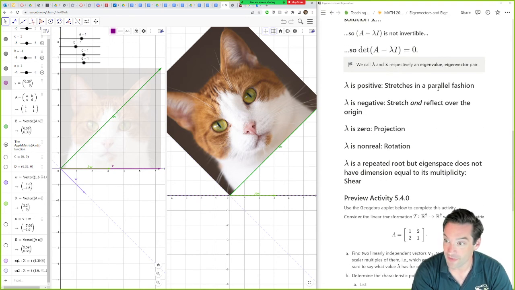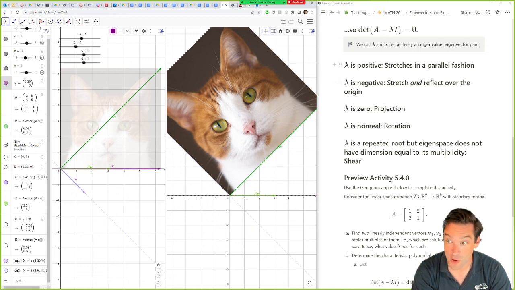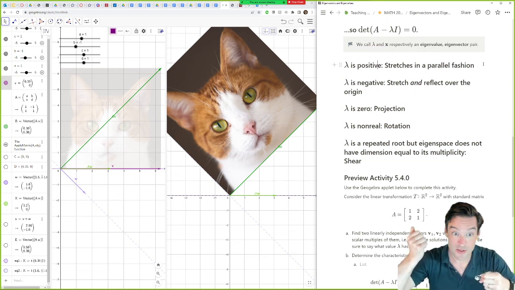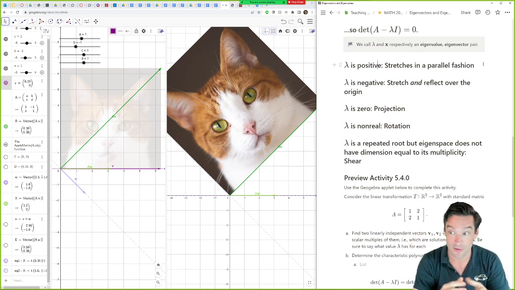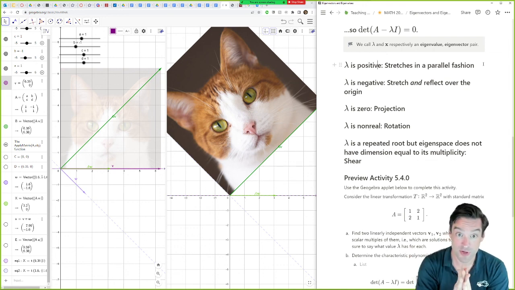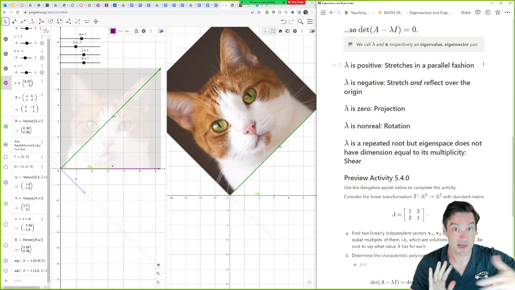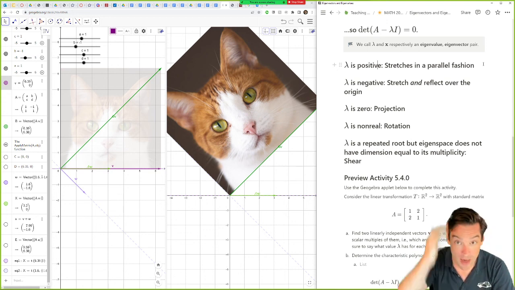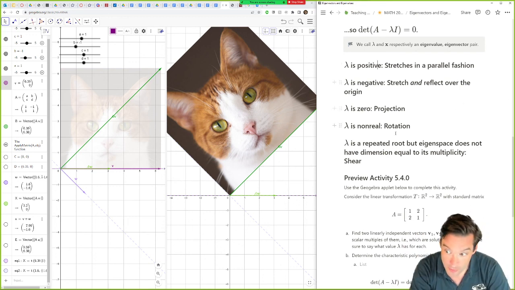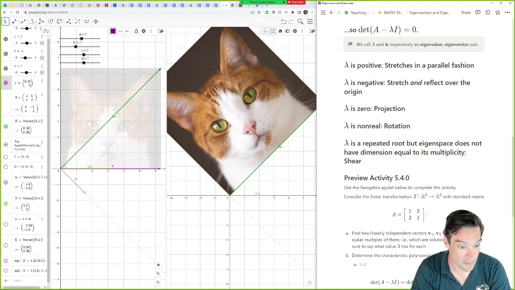So our classification of the geometry of linear transformations according to their eigenvalues is that there are these 5 cases, and these are the only 5 cases that can happen for a linear transformation. All of my positive real eigenvalues represent these stretches in a parallel fashion. My negative real eigenvalues are stretches with reflections over the origin. My 0 eigenvalues represent projections, squashes, places where I take a dimension and totally flatten it out. My non-real eigenvalues represent a rotation of some type. And my repeated roots give rise to the possibility of shearing as a geometric property of a linear transformation.